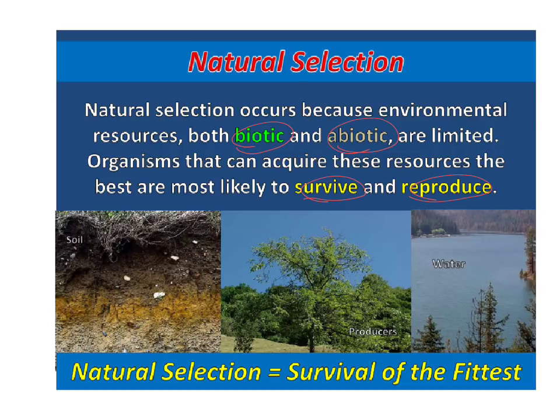So as far as highlighting on this one, you're going to highlight the first sentence. Natural selection occurs because environmental resources, both biotic and abiotic, are limited. And what are the two things that organisms need to do? They need to, number one, survive, and number two, reproduce. That's also you need to highlight the words survive and reproduce.